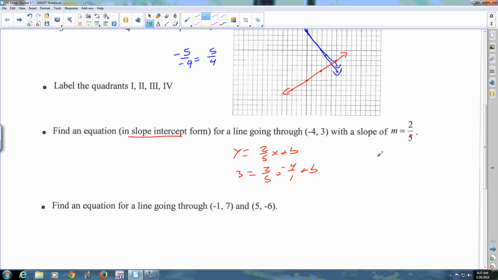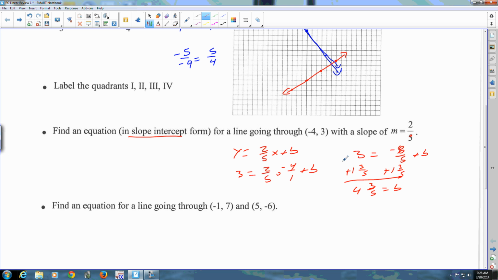When you multiply fractions, you remember you go straight across. That'd be -8/5 plus b. I'm going to add 8/5 to both sides. Thinking of this as a mixed fraction only so I can do this in my head, I'm going to add 1 3/5 to both sides. So your answer would be 4 3/5 is equal to b.